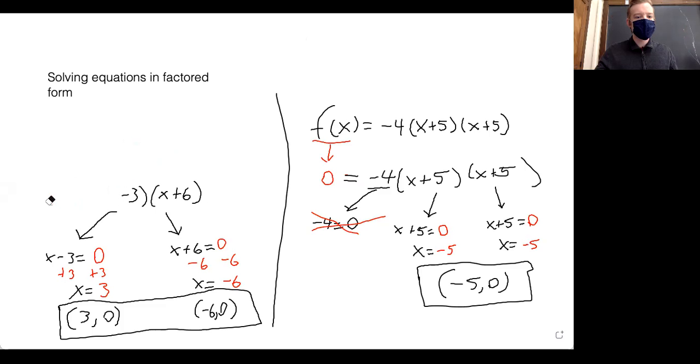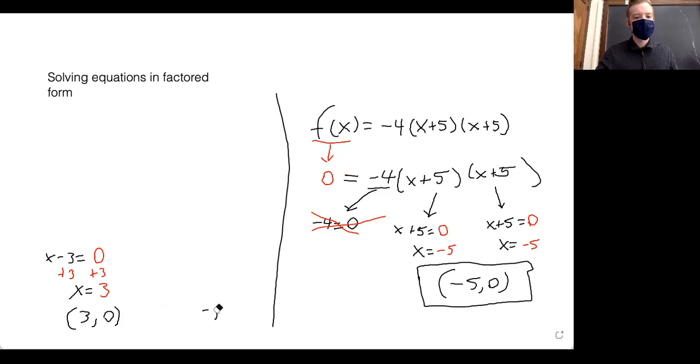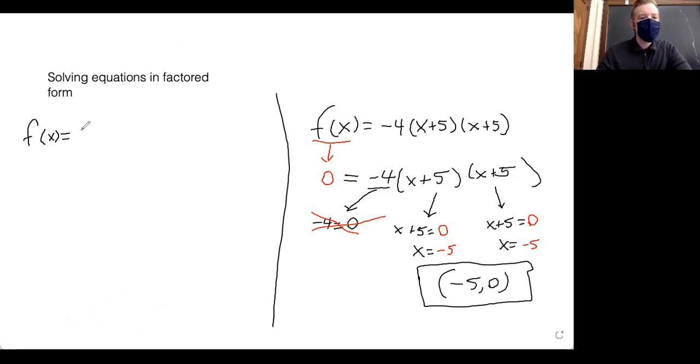But let's go ahead and look at one more example of this. The -4 does not affect anything in that problem right there. But let's look at a similar problem here. That might give you a better explanation of why that number doesn't affect anything. Let's have 2x parentheses x minus 12.